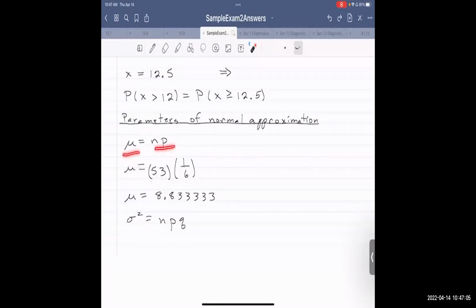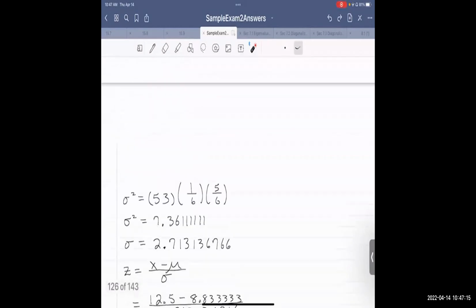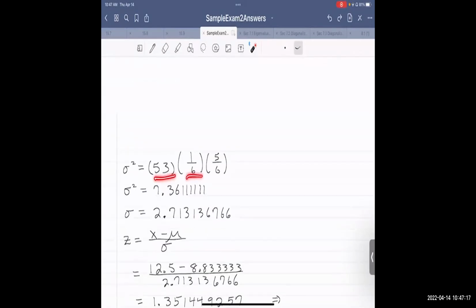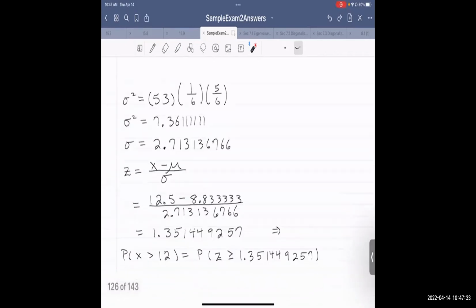And so let's find the parameters for this normal approximation. So mu is equal to NP, 53 times 1 over 6, 8.833. Let's find the variance. The variance is NPQ, 53 times 1/6 times 5/6, 7.36111. So let's find the standard deviation. So let's take the square root of the variance, 2.713136766.